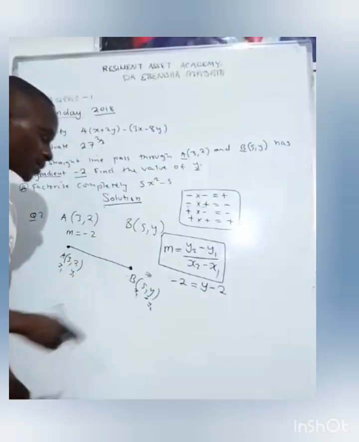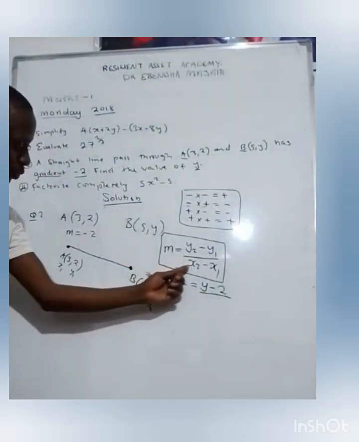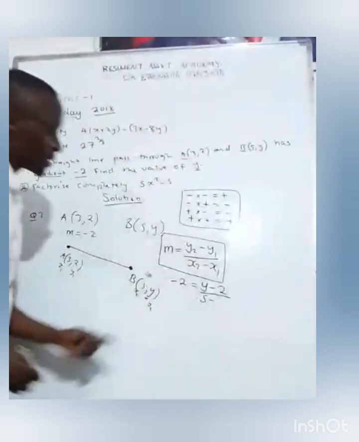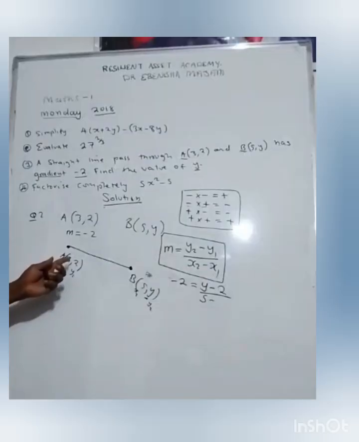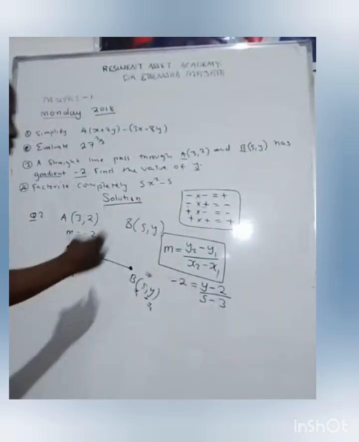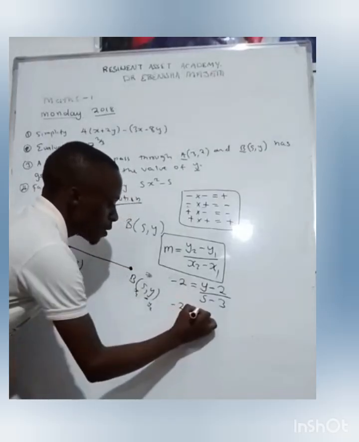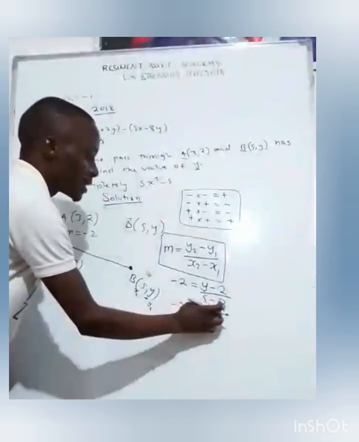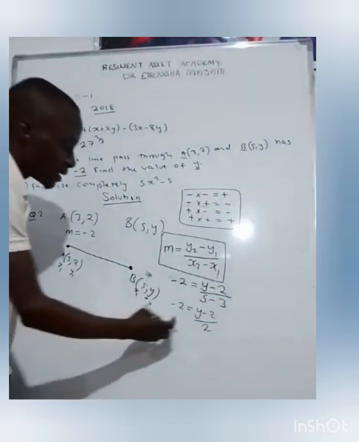Okay, so divide x2, you come here, x2 is 5, so you put your 5 minus x1, which is 3. You put your 3 like this. So all you do here is you say minus 2 is equal to y minus 2 over 5 minus 3, which is 2, like this. You want to find y, so you can divide over 1.